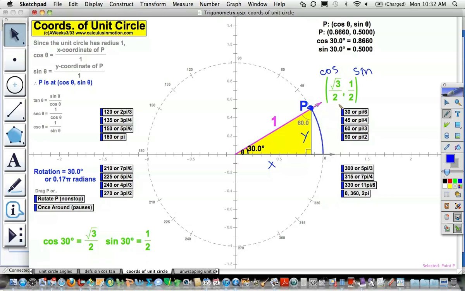So just remember, sine rhymes with y. Sine is the y coordinate. So when we ask when is sine positive, well, it's positive in these two quadrants, because that's where the y's are positive. Okay, whereas sine is negative down here where y is negative. Same thing with cosine. Cosine's positive in 1 and 4, because that's where x is positive. Cosine is negative in 2 and 3, which is where x is negative.